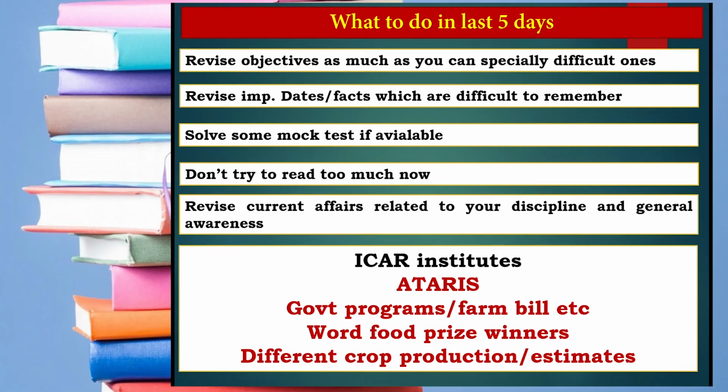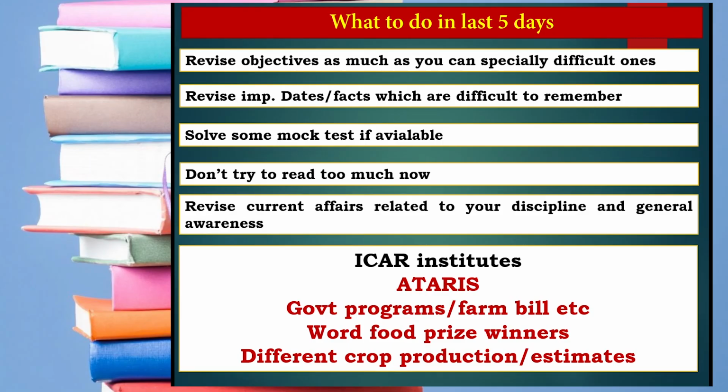So these types of questions you will find on recent topics, like World Food Prize winners: who have been given the prize, how many World Food Prize winners are there from India, and when they were awarded. These types of things you collect from the ICAR website and the Ministry of Agriculture and Farmers Welfare or any other online sources. You have to collect, you have to invest time with Google.